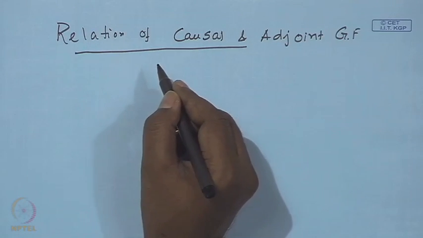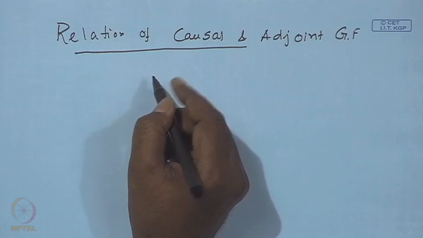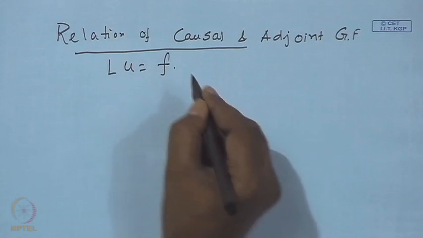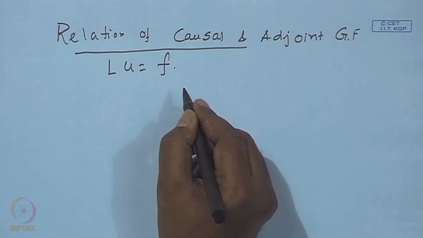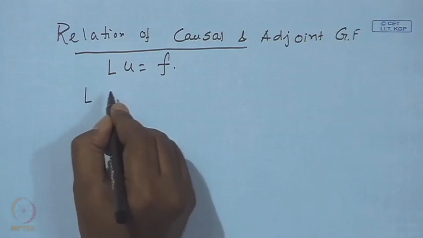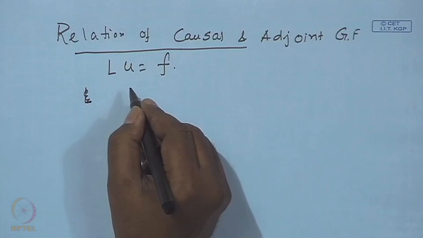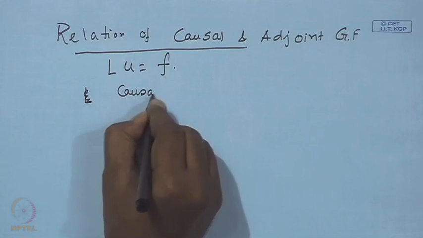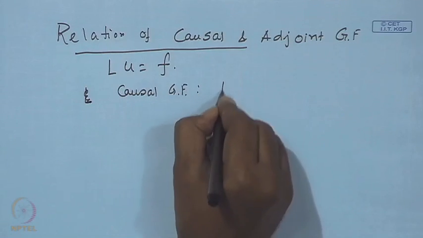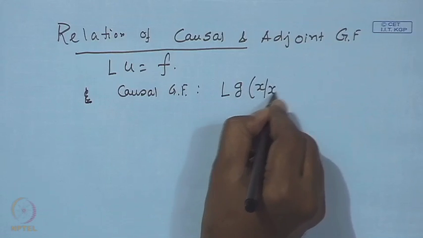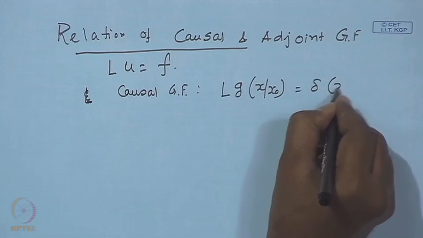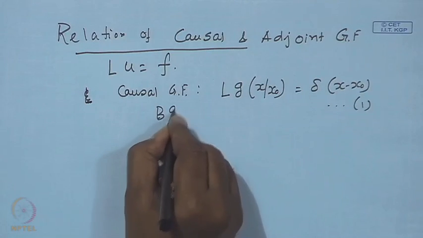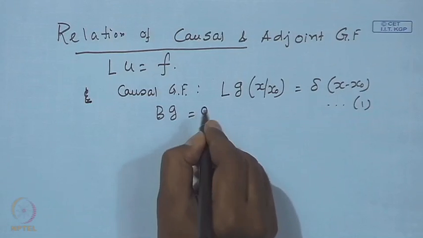Let us do a small exercise, then the relationship between the causal and adjoint Green's function becomes very clear. So, we are going to solve a non-homogeneous equation Lu = f. First step is we construct the causal Green's function. The causal Green's function will be L of g(x/x0) = δ(x − x0), that is equation 1, subject to boundary condition B of g equal to 0.